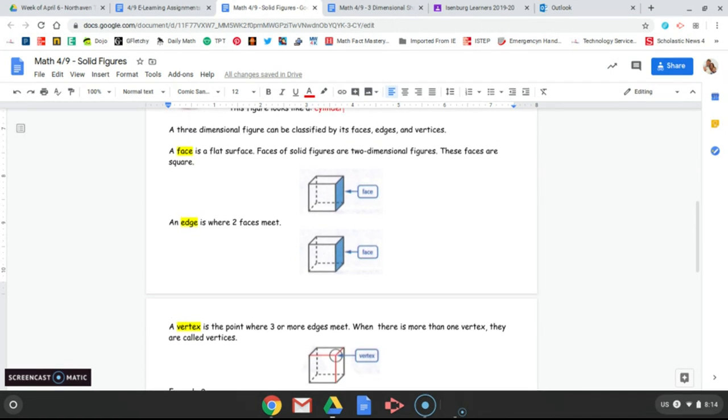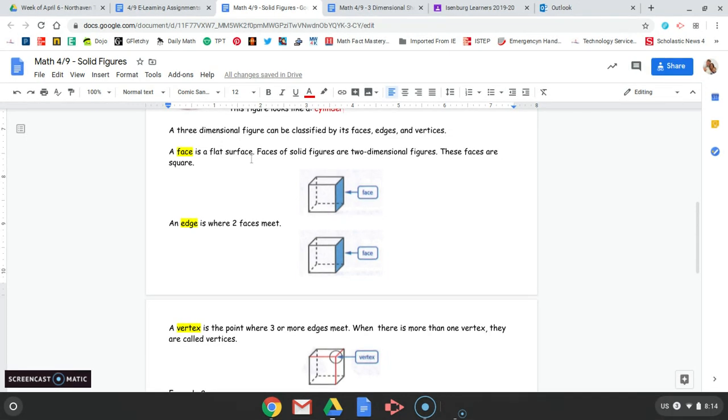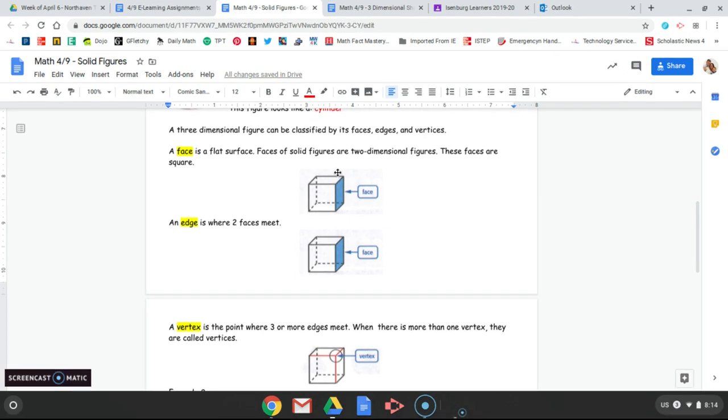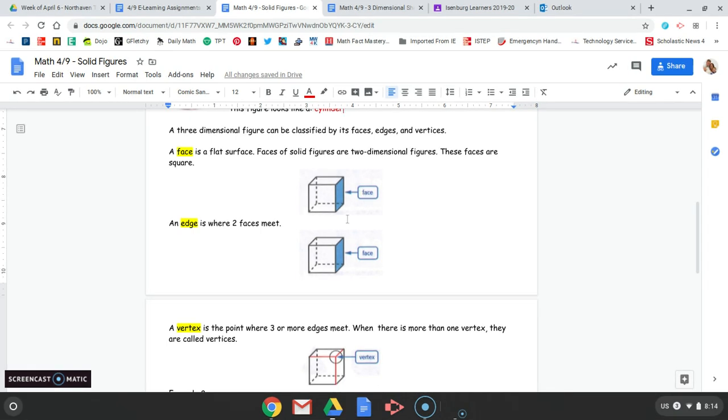So it says a three-dimensional figure can be classified by its faces, its edges, and vertices. So a face is the flat surface. Faces of solid figures are two-dimensional figures. These faces are squares. So they're showing you how a 3D shape is actually made up of lots of 2D shapes because there's square, square, square, square, square, and when we put them all together, it makes a three-dimensional figure.